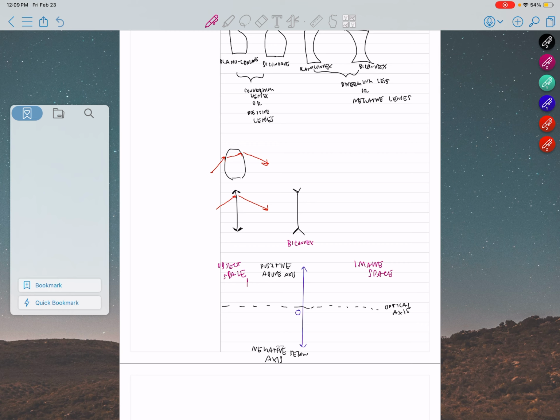Okay, and when you're talking about images and you're trying to find out what is the position of the image, it's going to be the opposite. You're going to have positive distance to the right and negative distance to the left of the lens. So we have the lens, we have my optical axis, and it's going to grow like this. So I'm going to have positive distance and negative distance.